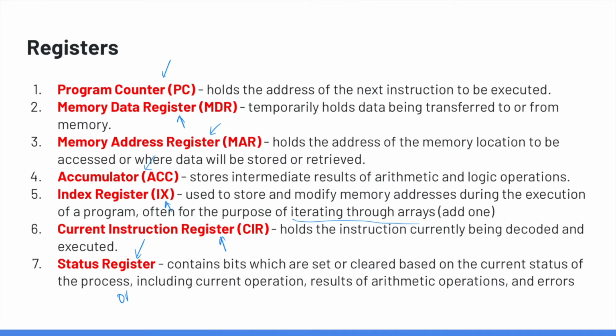So what's currently going on in the processor? And this can include what it's currently doing, the results of any significant arithmetic operations, and any errors that have taken place. Basically it indicates what's going on in the processor at any given moment. So you should already have known all of these. The index register and status register are new, but those are things you're going to have to know as well.